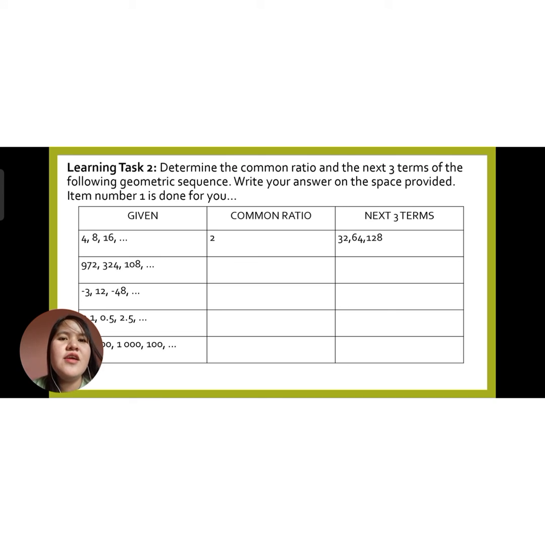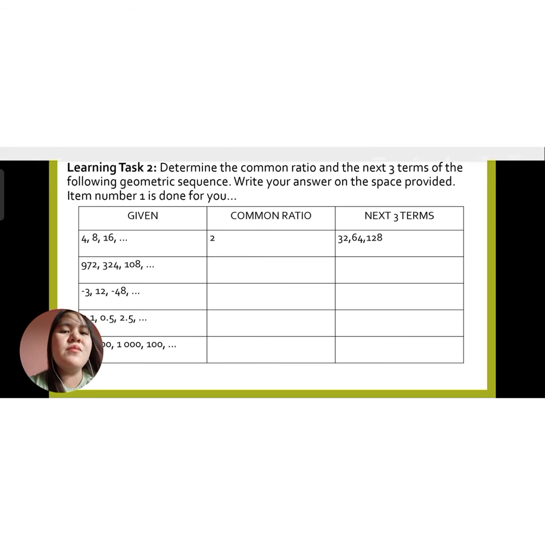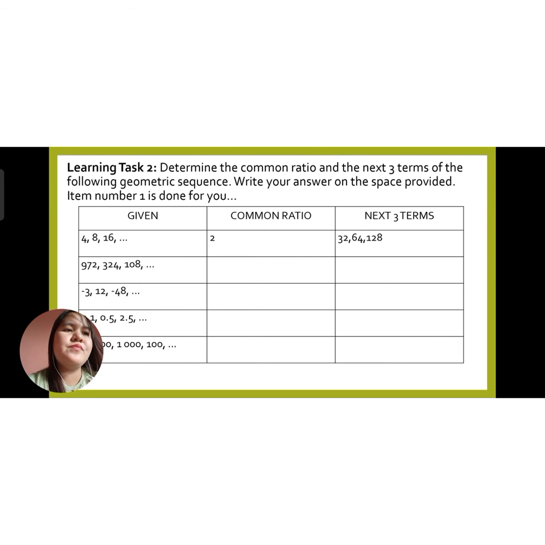Okay, so ginawa na yung item number 1 para sa inyo. So, kinuha yung common ratio. So, 16 divided by 8 and 8 divided by 4 gives us 2 as the common ratio. So, ang sabi, ibigay daw yung next 3 terms. So, 16 times 2 gives 32. 32 times 2 is 64. 64 times 2 is 128. So, ganun din yung gagawin ninyo dito sa mga sumunod na number.